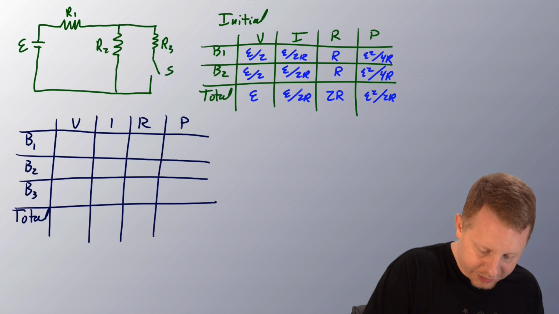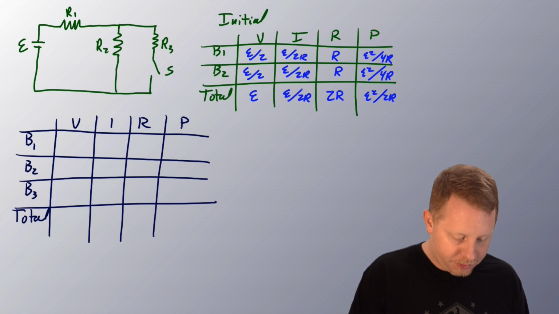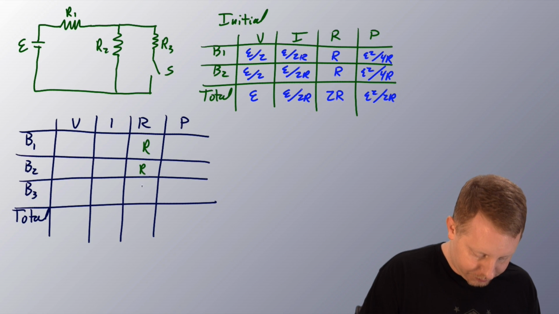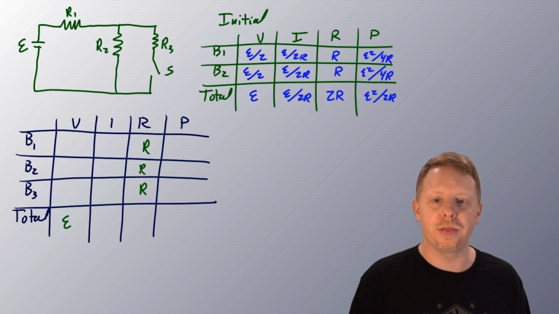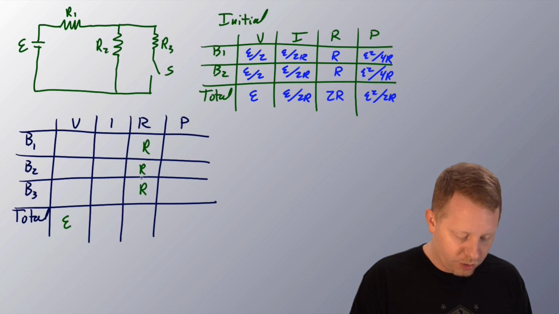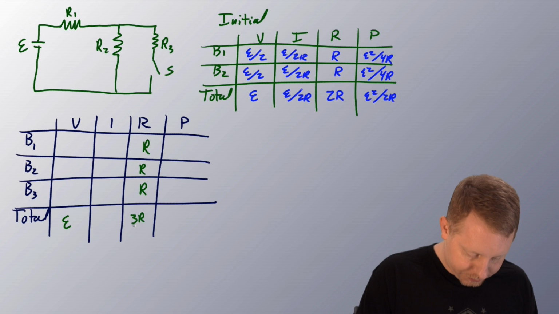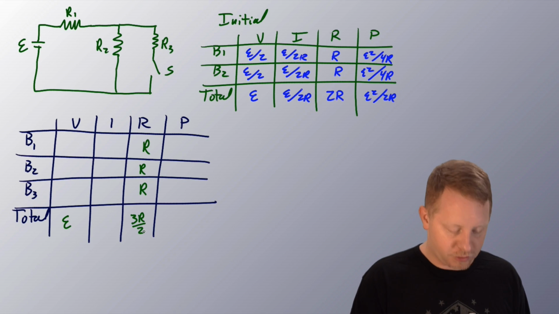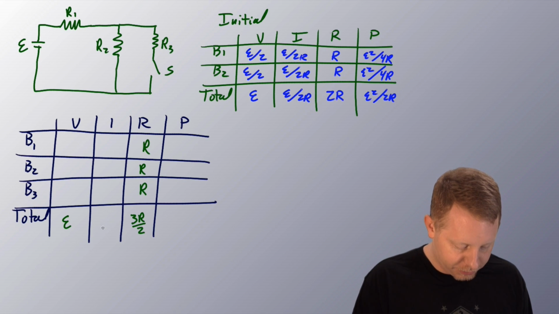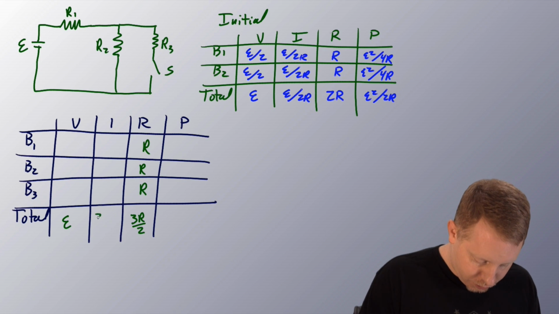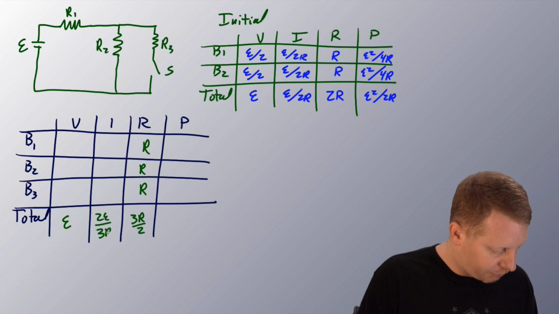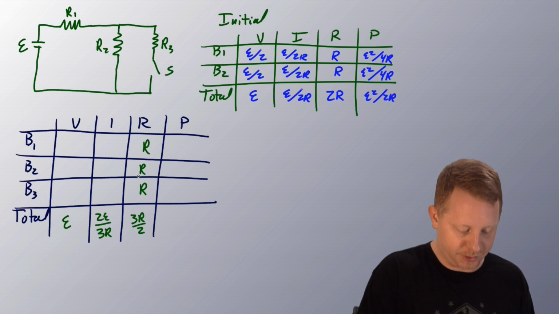And let's just see what we get here when we go through this. We know that the resistance of all of our bulbs is still R. We also know our total EMF is E. So our total resistance, the resistance of bulbs 2 and 3, the equivalent resistance, will be R over 2. So we'll have R plus R over 2, or 3R over 2 for our total resistance. So we can find our total current flow, I equals V over R, which will be then 2E over 3R.